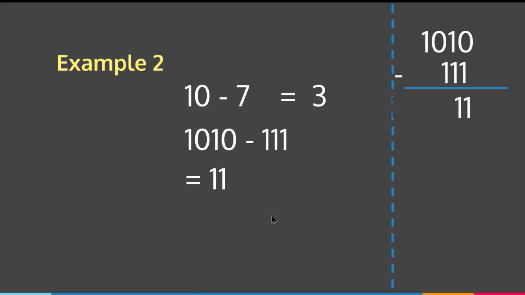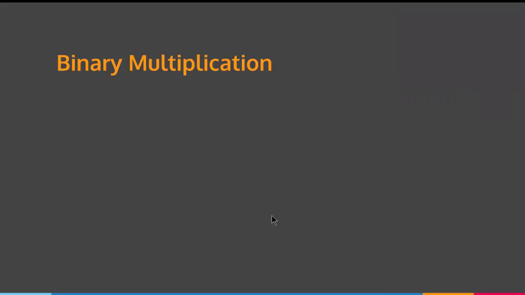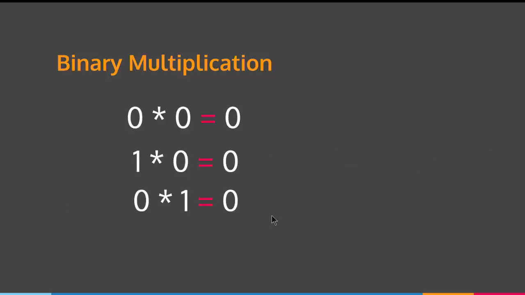Let me show you how we could do multiplication in binary numbers. Okay, so binary multiplication. What are the rules? Well, 0 times 0 will give you 0 for sure. 1 times 0 will give you 0. 0 times 1 will give you 0. And 1 times 1 will give you 1. And you do all the other things like we do it in decimal numbers or in base 10.